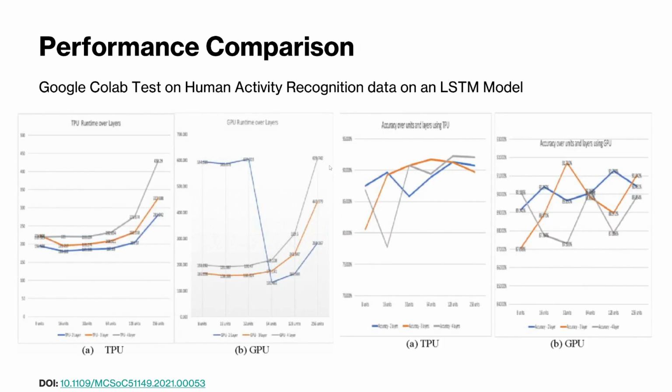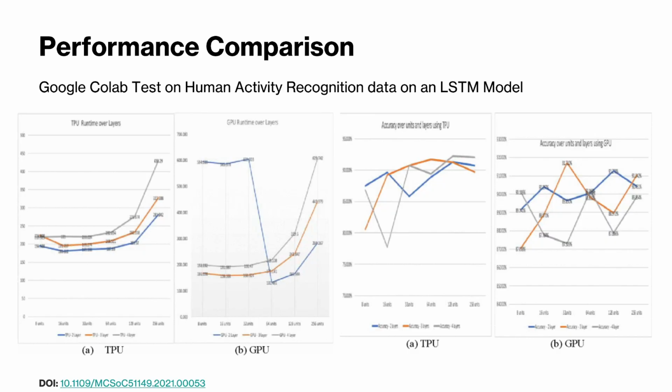So, looking at a baseline performance comparison, we can see a study that was performed on the human activity recognition data on an LSTM model done on Google Colaboratory, which is Google's cloud hosting service. And we can see that if we look at the runtime over layers, we see a much more consistent speed up or slow down, sorry, of the TPU as the amount of units and the amount of layers increases.